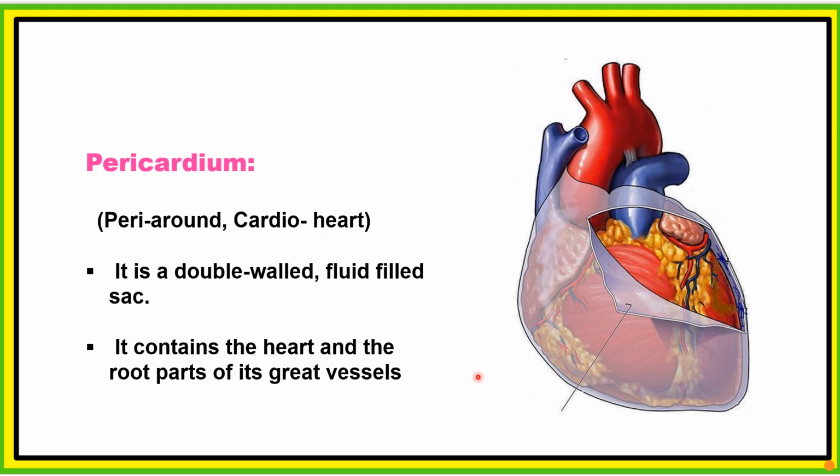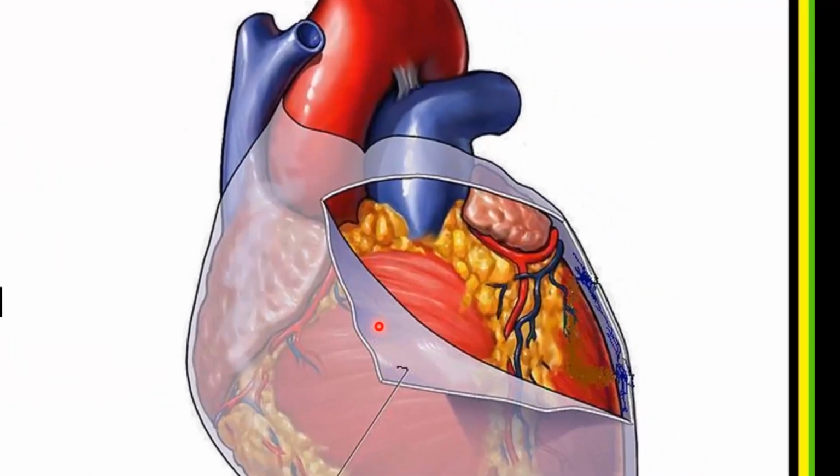By definition, we can say it is a double-walled fluid-filled sac. It contains the heart and the root parts of the great vessels. That's the structure we are looking at here. That's the pericardium, the structure seen surrounding the heart alongside some of the great vessels of the heart, as you can see from this illustration.